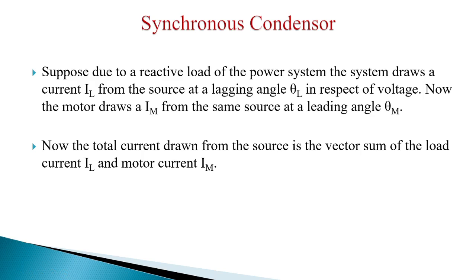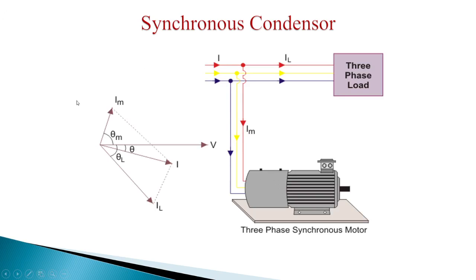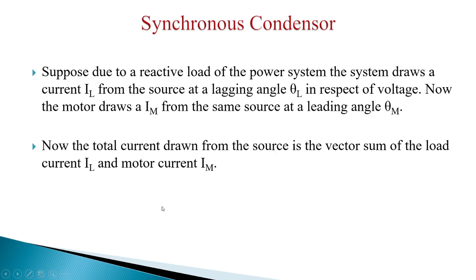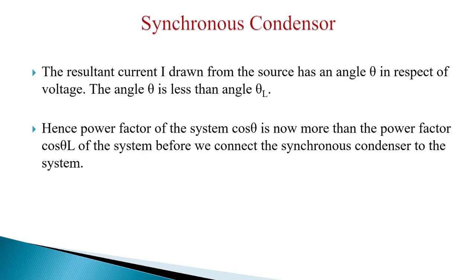Suppose due to the reactive load of the power system, the system draws current IL from the source at a lagging angle theta L with respect to voltage. Now the motor draws a current Im from the same source at a leading angle theta m. The total current drawn from the source is the vector sum of the load current IL and motor current Im: I equals IL plus Im. The resultant current I drawn from the source has an angle theta with respect to the voltage, and this theta will be less than theta L.